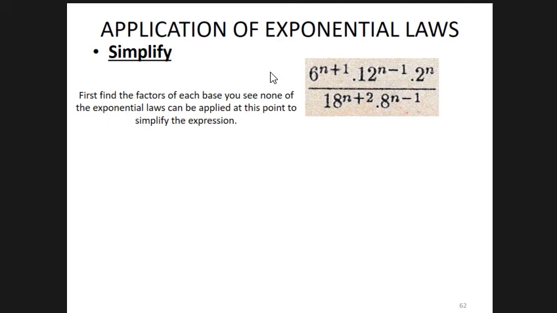4 in simplest exponential form, what is it? 2 squared. What about 8? And then what about 25? And what about 64? 2 to the exponent of? 2 to the exponent of 6. Can you do the same thing with 6?